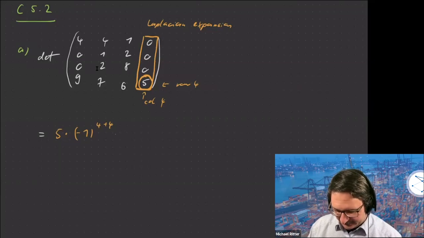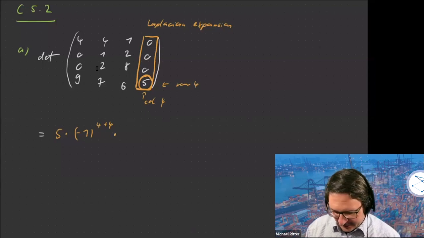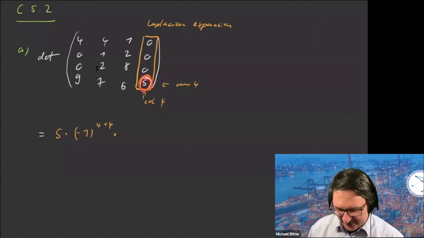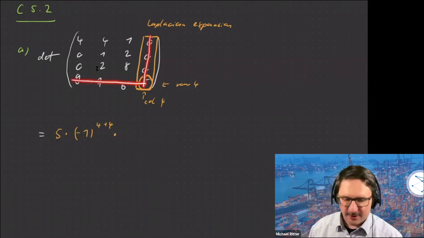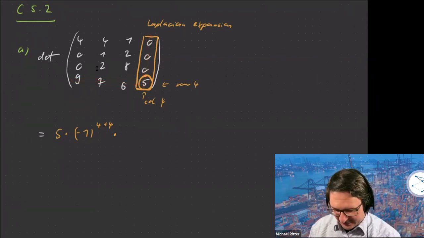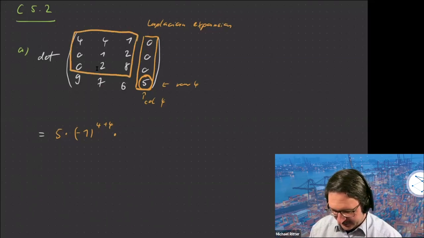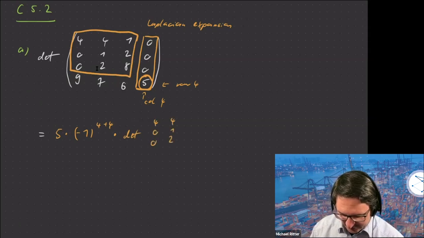And then, final step in Laplacian expansion, you again take this entry and you remove the corresponding column and the corresponding row from the matrix. Just take what is left. So in this case, what is left is this part here. And that constitutes the last factor, the determinant of this part here. So determinant of 400, 412, 128.